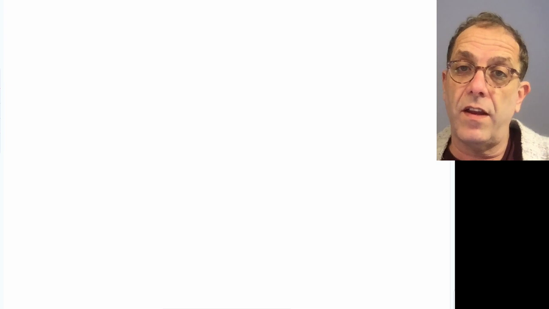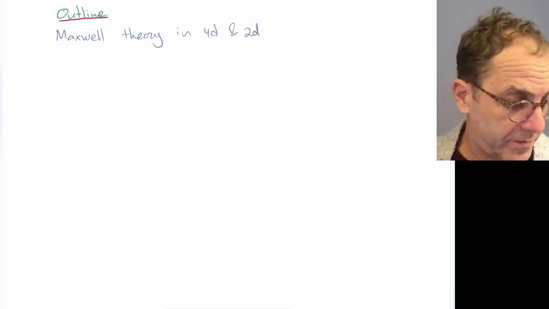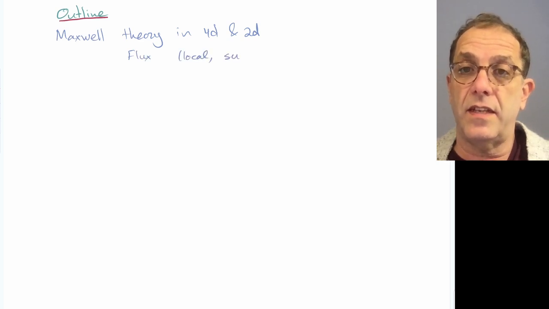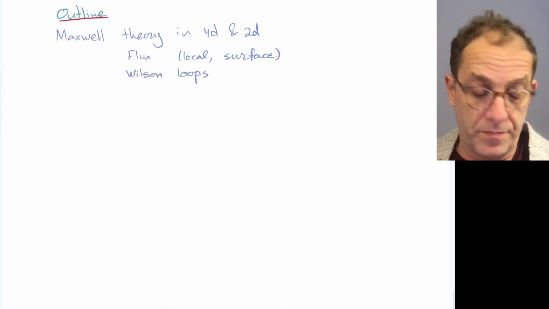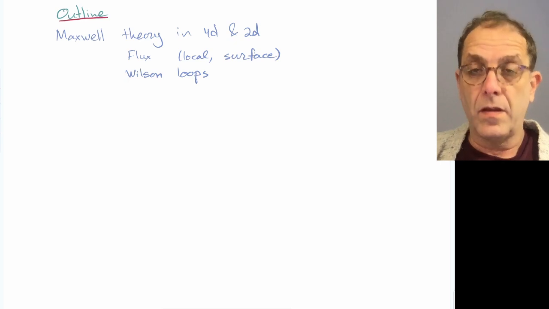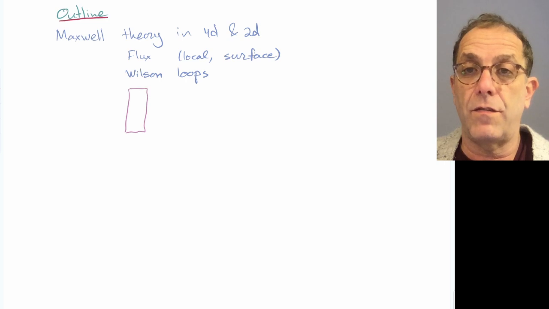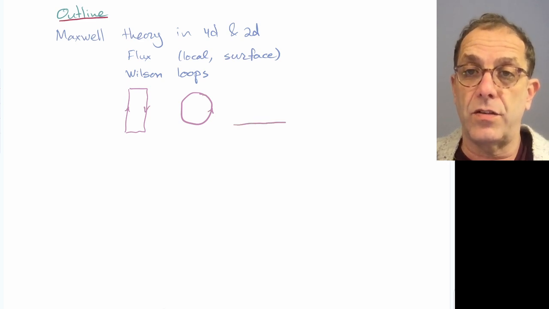So in the rest of the video, I will tell you about the following. I will start with Maxwell theory, mostly in 4D, but also a bit in 2D. I will discuss to what extent the flux is a gauge invariant object, and I will define Wilson loops. I will study in detail three classes of objects: the parallel lines, or a rectangle, if you want it to be closed, the circle, and the cusp at an arbitrary angle phi.